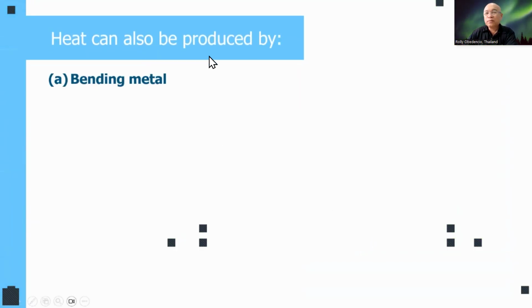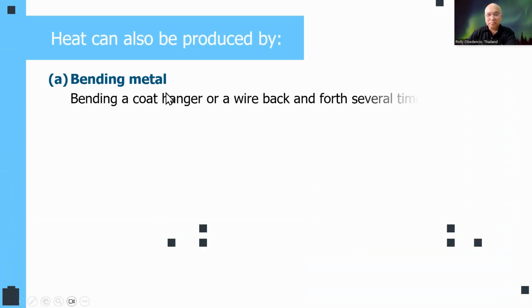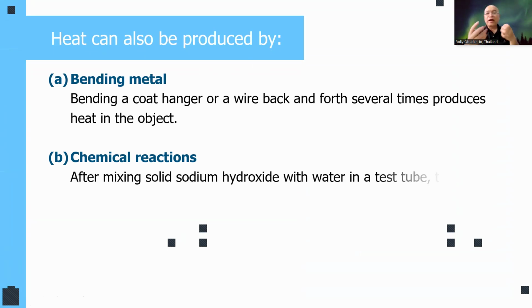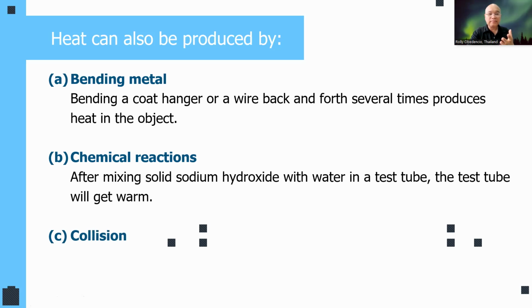Now, heat can also be produced by A, bending metal. So bending a coat hanger or a wire back and forth several times produces heat in the object. B, chemical reaction. So after mixing sodium hydroxide with water in a test tube, the test tube will get warm.